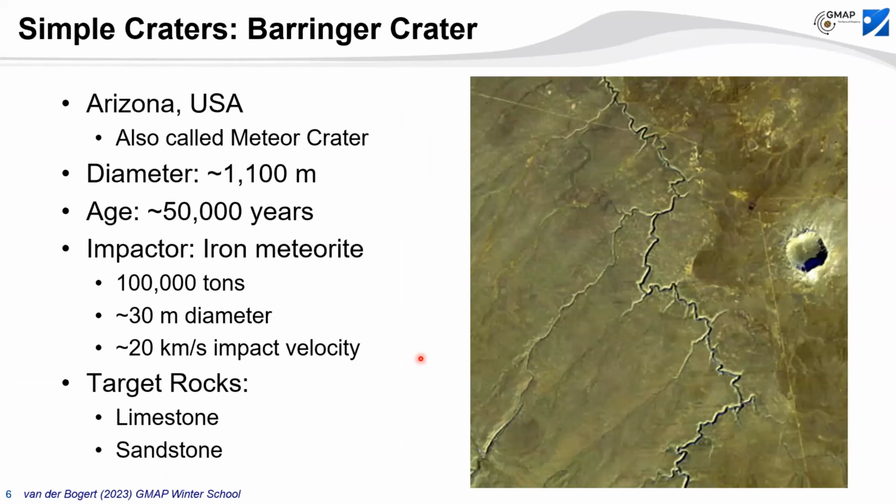One of the most classic examples of a simple crater is the Barringer crater or Meteor Crater in Arizona in the US. Just to show you an example of one on the Earth compared with this lunar example, it was formed by a heavy 100,000 ton iron meteorite. It's a sort of mini asteroid, right? Which was 30 meters in diameter and presumably had about 20 kilometers per second impact velocity.